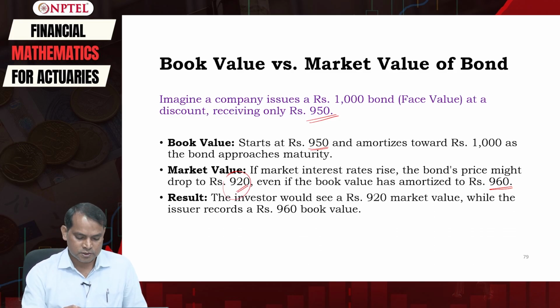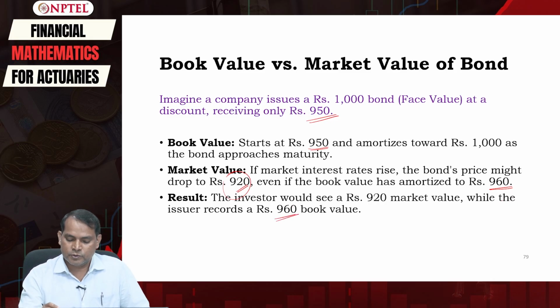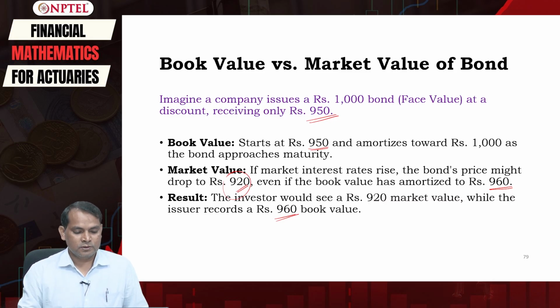So what is the result here? The investor would see a 920 rupees market value, while the issuer records 960 as the book value. So if you are the investor, you will see that the value is decreasing. The value is now 920, but the book value is 960 in this case. So the market value will change, but the book value will not change. This is the only thing.